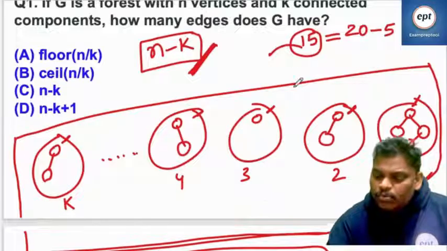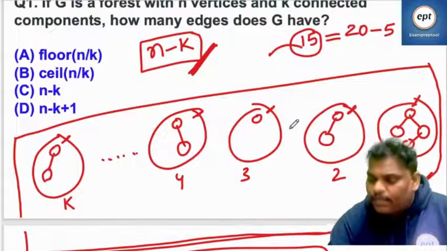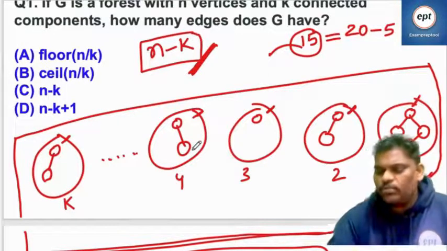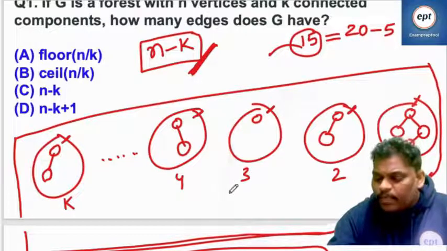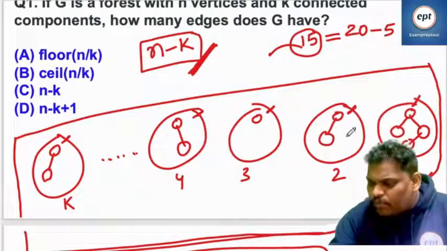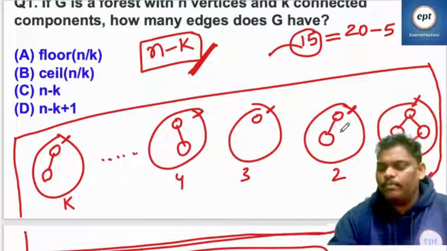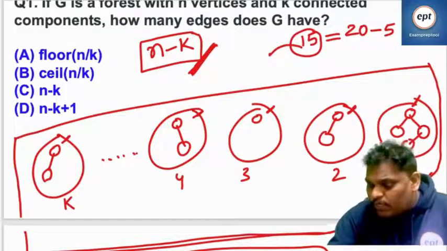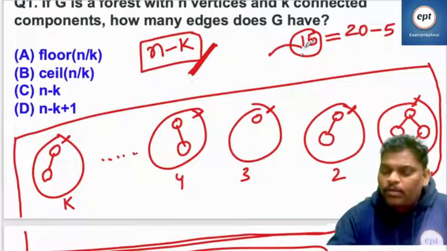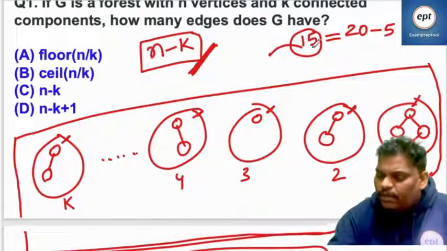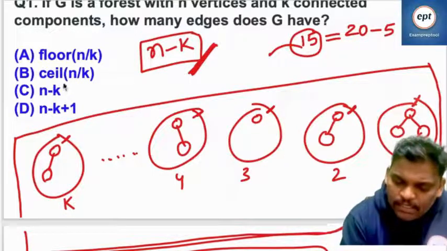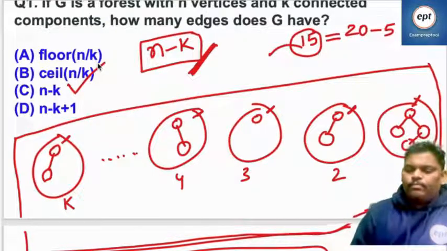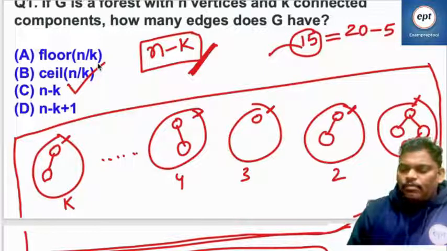Sir, where should I keep those 15 vertices, sir? You keep in any tree. If you want, you can distribute also. If you want, you can keep in any tree also. Sir, can I keep all these 15 in one tree, sir? Yes, you can keep. Sir, can I keep 15 in 15 trees, sir? Yes, you can keep. But remember, out of these 15, every vertex will give one edge. Answer is, I think, n minus k.